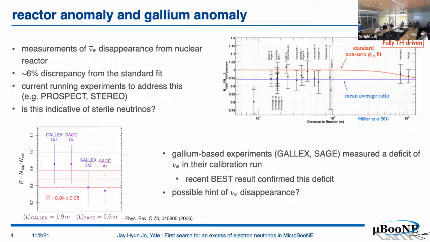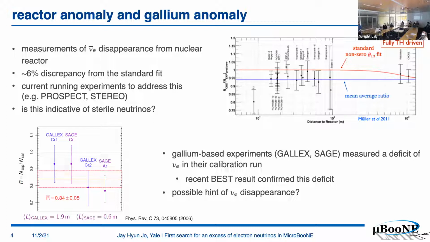The other observation is from the gallium-based experiments. When they were doing the calibration run, they also found a deficit of the observation compared to the predicted value. Here you can see that these data points are below what you predict on the line of unity. And recently, the new experiment called BEST also tried to see if they could see this type of behavior, and they recently published their result that they could also confirm that this type of deficit still exists in their result.